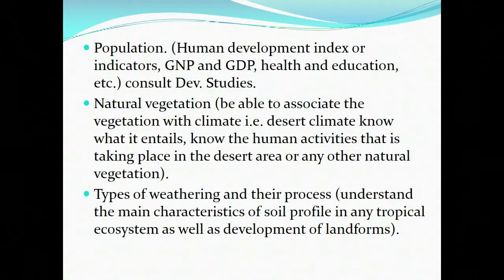We have population, which is also covered in module 1, where we usually look at the Human Development Index, or the indicators that can be used to measure the level of development of a country. As I said before, we can use the GNP or the GDP, health or education, and others. Now look at the ones that we can measure easily, and the difficult ones that we can also use to measure the level of development.